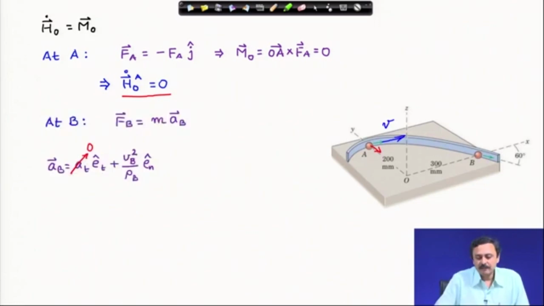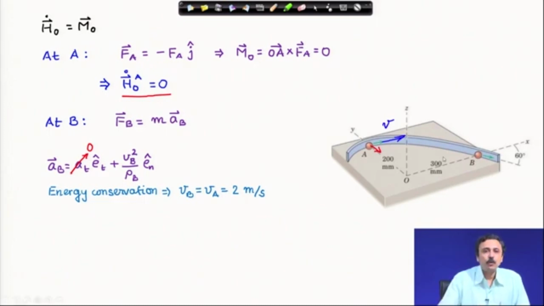At B, F B is equal to mass times acceleration of B. Now, how do we represent acceleration? The path curvature has been provided. The radius of curvature of the path is 500 millimeter, whereas the tangential acceleration is 0. There is no force acting in the tangential direction, there is no friction, etc. So, there is no force tangential to the path of the particle. I have used that tangent normal coordinate system to represent this acceleration.